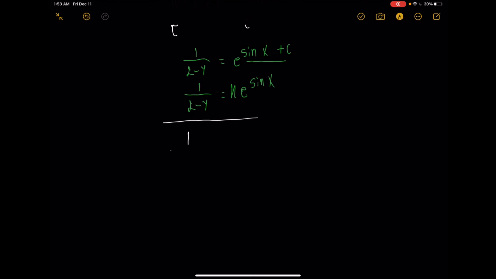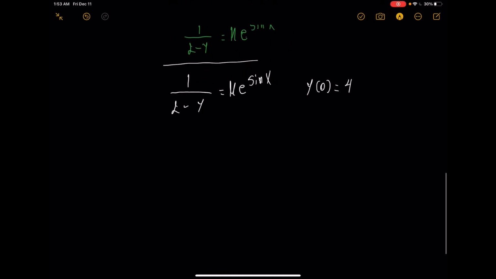All right, guys. So yeah, we have that initial condition. So let me go ahead and write this. So 1 over 2 minus y equals k e to the sine of x. Right, so we have y of 0 equals 4. So now with this, what we can do is write this as 1 over 2 minus 4, the initial condition, which is equal to k e to the sine of 0. And if we look at this, right, the sine of 0 is just 0, and e to the 0 is just 1, right?